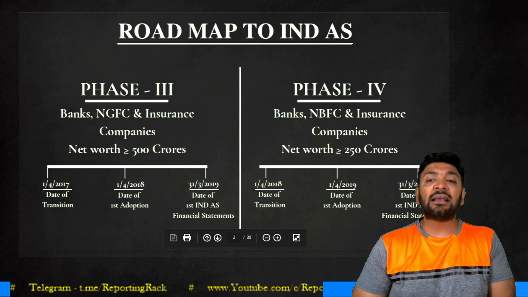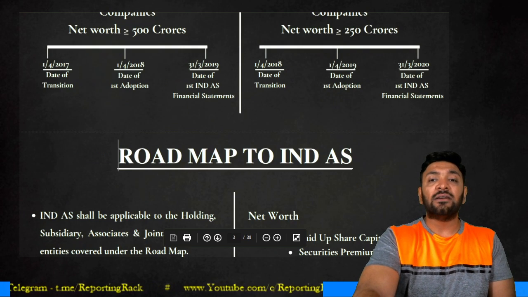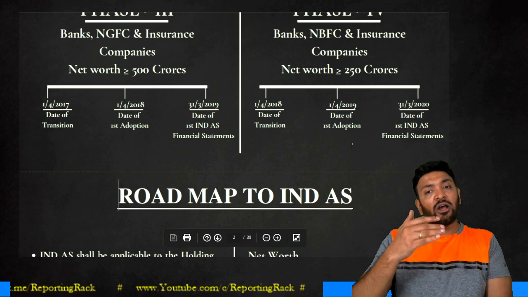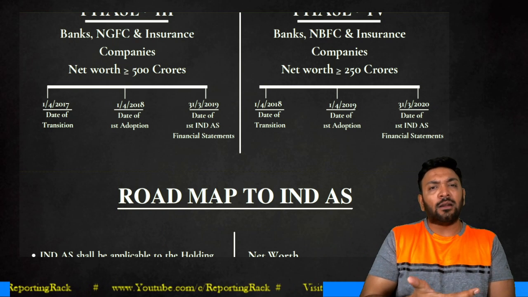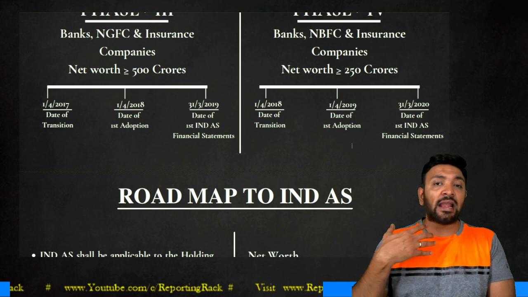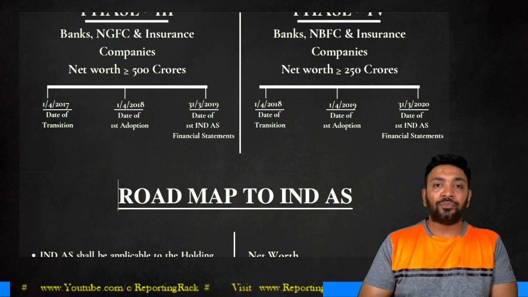We are still going on and we have completed phase 4 right now, where we had adoption by banks, NBFCs and insurance companies which had a net worth of at least 250 crores. Now phase 5 should start, but because of COVID it will get delayed, but definitely they will have a phase 5 and subsequent adoptions as well. Clear?